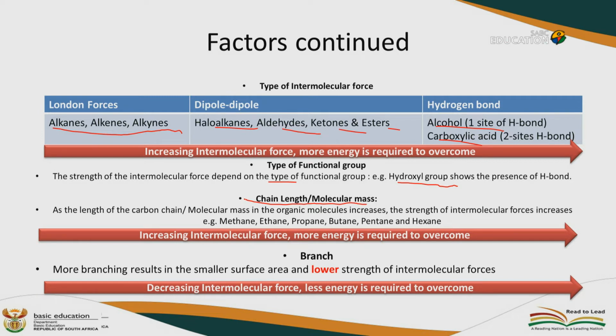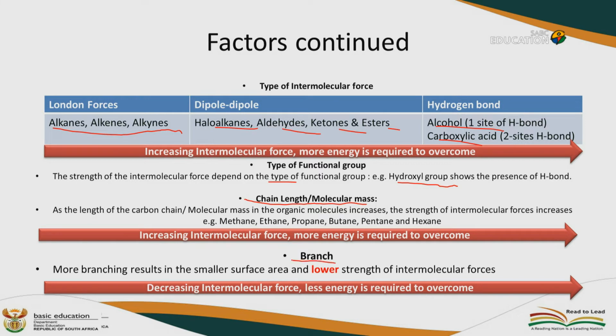So we're saying as the length of the carbon chain or molecular mass in the organic molecules increases, the strength of the intermolecular force increases as well. As we move from methane to ethane to propane to butane, pentane, and hexane, you will see that the chain length is increasing. As the chain length increases, we are saying the melting point, the boiling point, and the viscosity will increase.